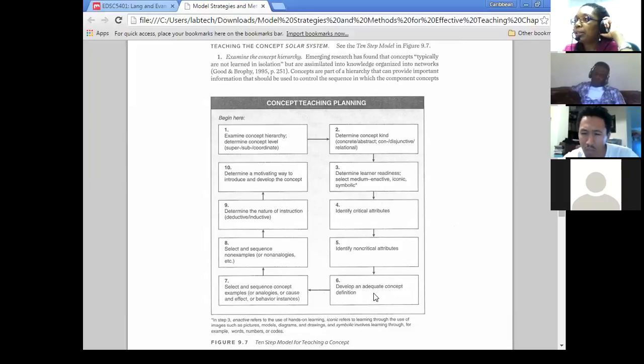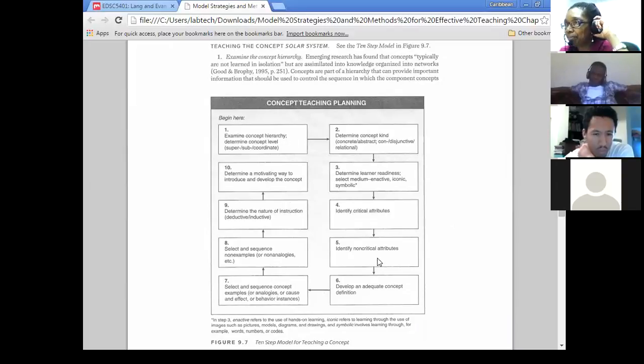You develop the concept definition. What is it I'm trying to teach? And you sequence now, this part now. You decide now, this is your planning, how am I going to sequence this? What am I going to do first, next, then next? Okay, you select your sequence. Am I going to give them some examples? Am I going to show them what it is I want them to do? I want to give them many examples and then show them what is not. And then you determine some way to introduce and develop the concept.